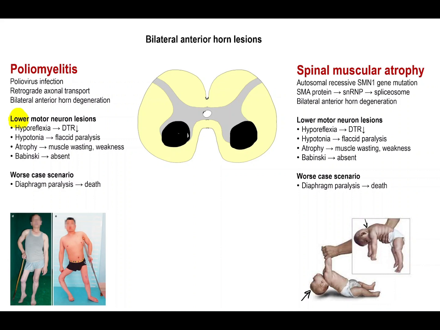There's another condition known as Lou Gehrig disease, which I'm just mentioning now, in which you have both upper and lower motor neuron lesions. So pay attention to that.